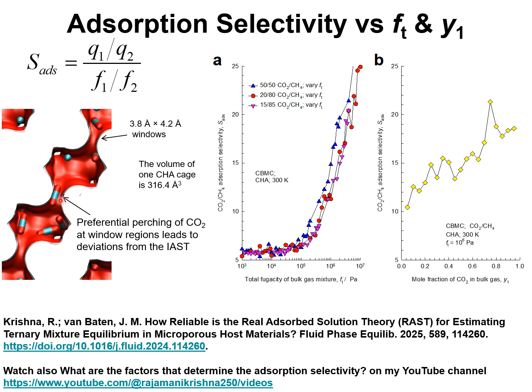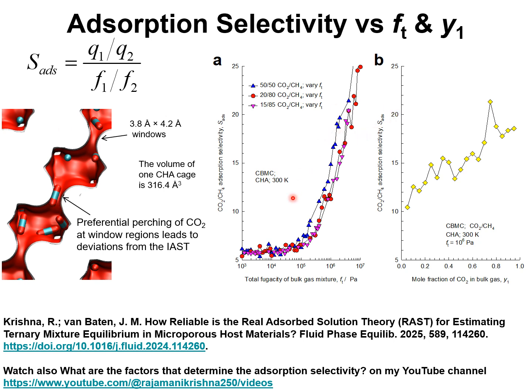The CO2 perches preferentially at the window regions, and therefore the mixture of CO2 and methane is not homogeneously distributed. This implies that the methane suffers less competition from CO2 than would be the case if the guest adsorbates were completely homogeneously distributed within the pore landscape.